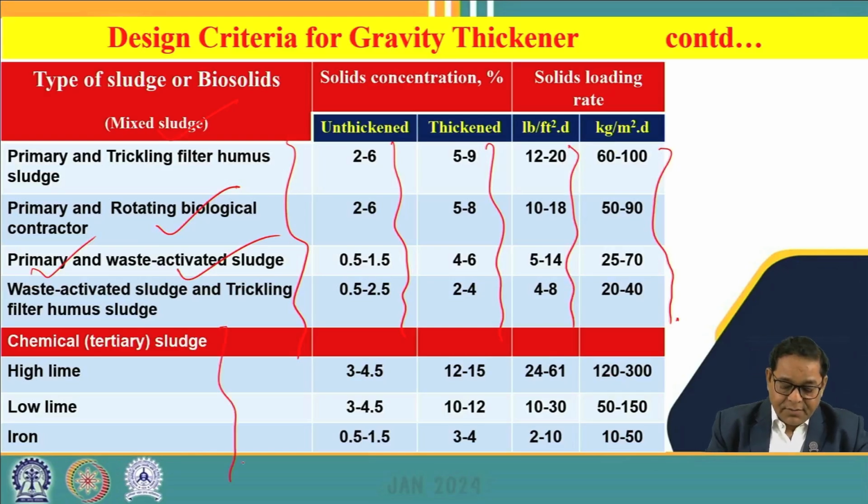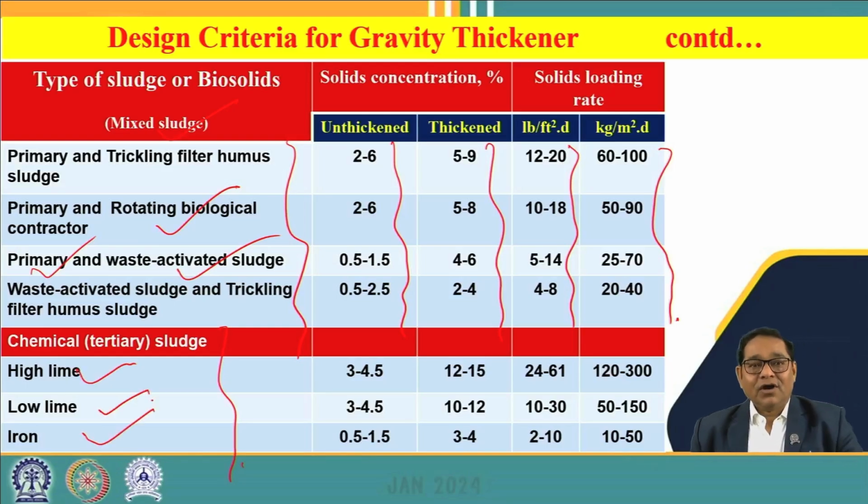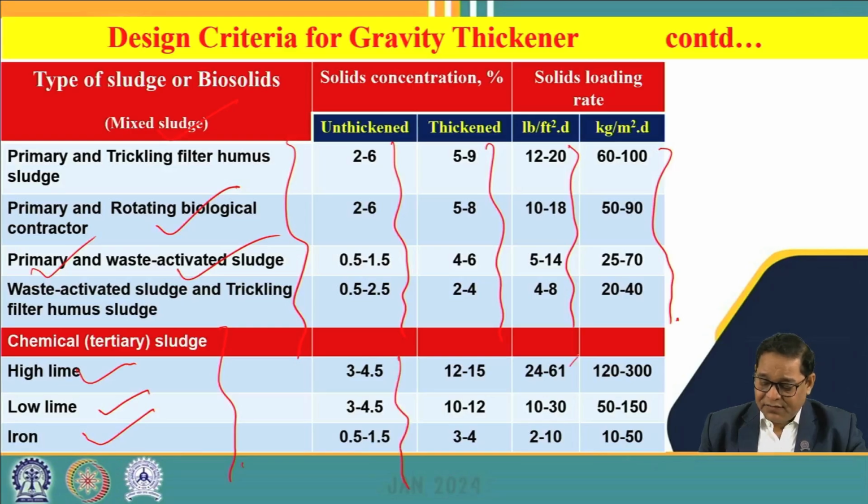Then again we have chemical sludge, which may contain a high percentage of lime, maybe a low percentage of lime, and then the coagulation process which uses iron salts as a coagulant, where you will have a lot of iron content. So for different percentages of solids, we have different criteria for solid loading rate. This is a very important criteria. Based on that, the dimensions, the size of the gravity thickeners, are determined.